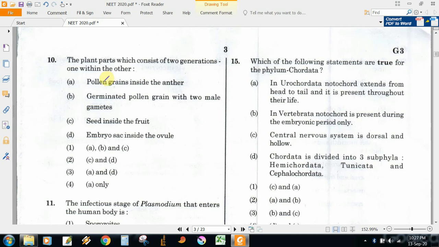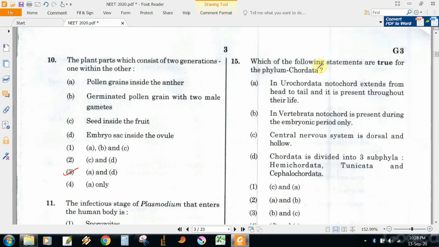So the first one we are having here is the pollen grains inside an anther, a germinated pollen grain with two male gametes, seed inside the fruit. The D is embryo sac inside the ovule. A and D is the right answer for this. That is pollen grains inside an anther and embryo sac inside the ovule are two generations within one another.